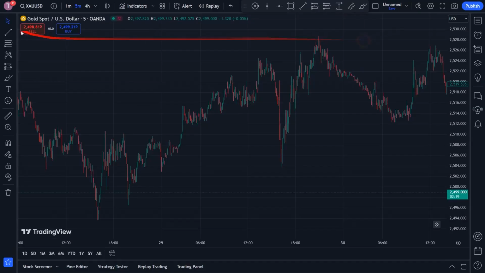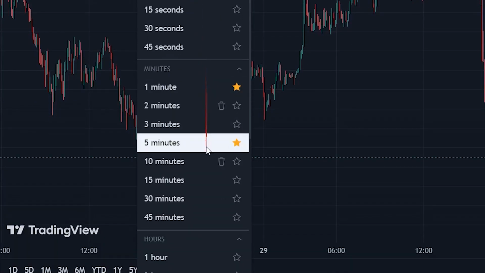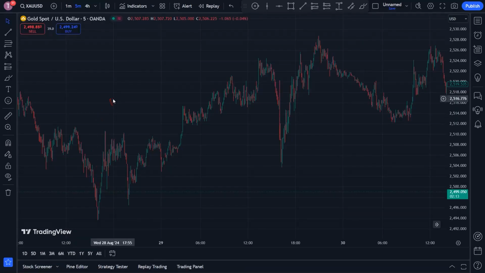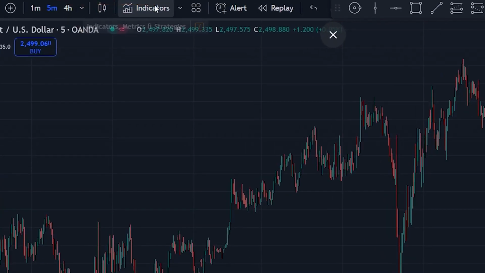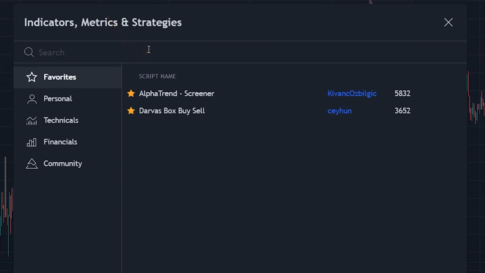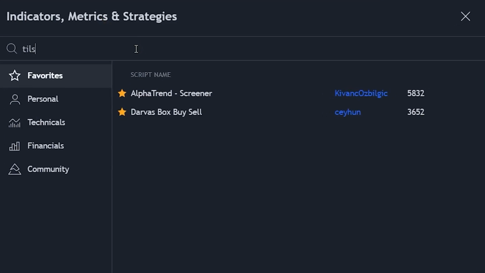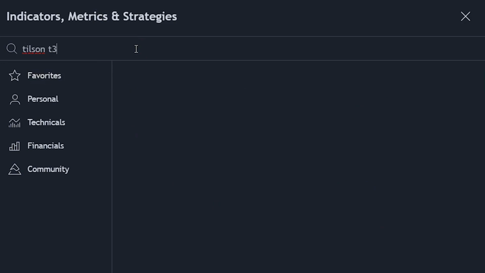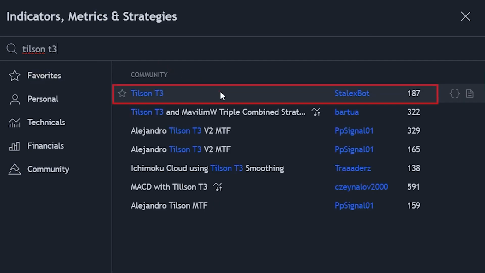Next, we need to go to the time frame section. Now we need to set our time frame to 5 minutes because, as I mentioned, this strategy is a scalping type. After that, we should go to the indicator section to add our first indicator to the chart. For this, simply type Tilson T3 in the search box. Once we find it, just click on it to add it to our chart.